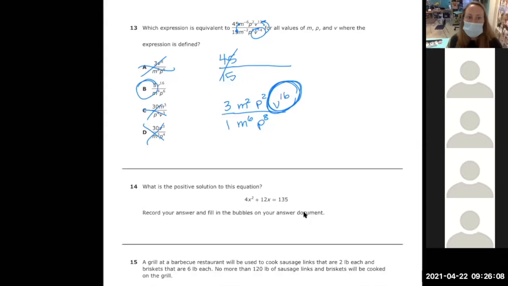I don't even have to do any more of the work. Okay? Because we kind of got to ignore the p's because those were the same in each answer. And we only had to figure out the v's or the m's.